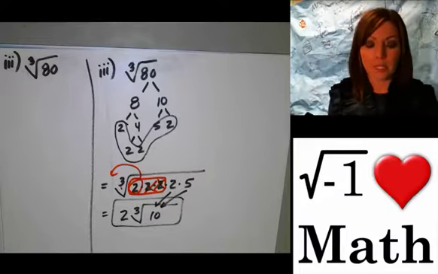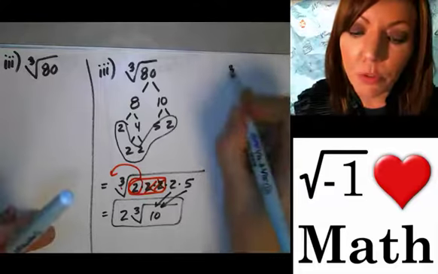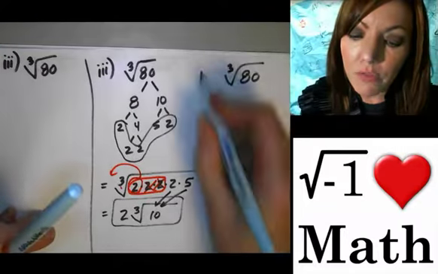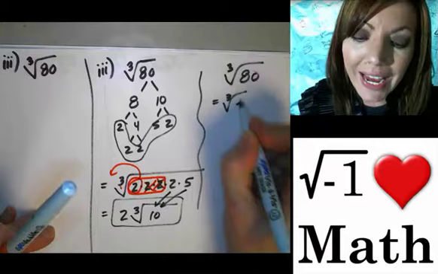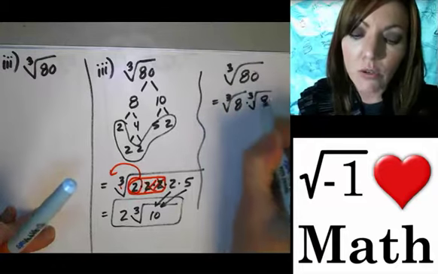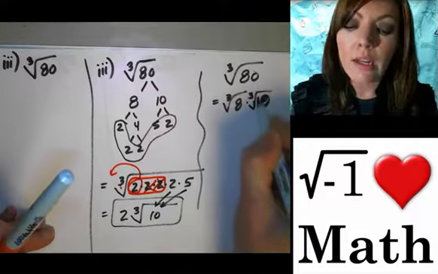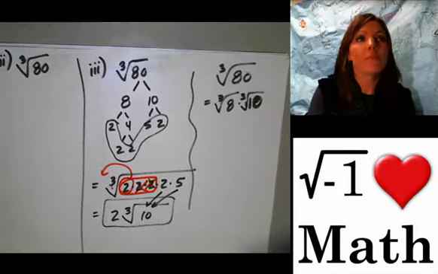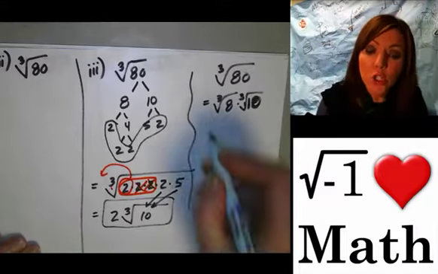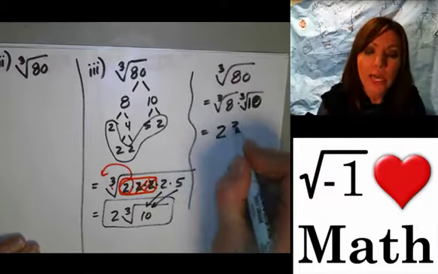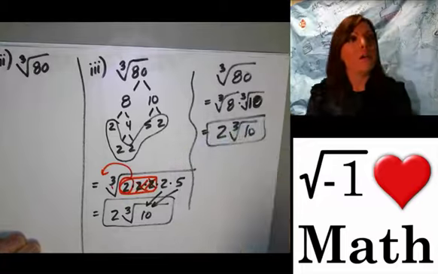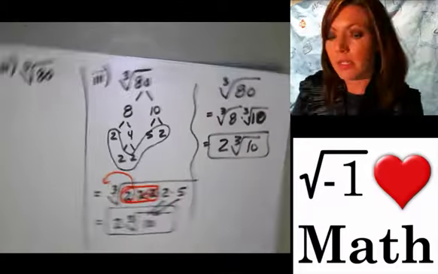Other questions? Now, really quickly, for those of us who prefer the other method, the cubic root of 80 is the same thing as the cubic root of 8 times the cubic root of 10. What's the cubic root of 8? 2. 2 times 2 times 2 is 8. So we end up getting 2 cubic root of 10 again. Either way works.